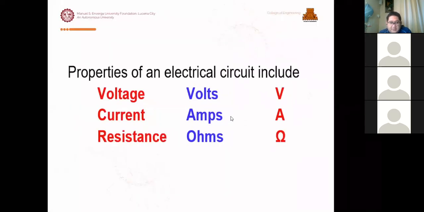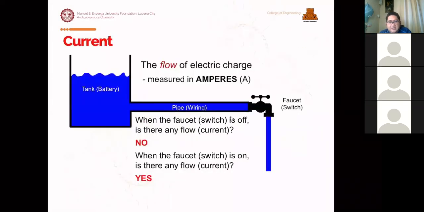Then we have the properties of this electrical circuit, the three main properties that are important: voltage, current, and resistance. Their units are called volts, amps, and ohms. In symbols, the units are V for volts, A for amperes, or amps, and omega for ohms. We will discuss each of these properties one by one. Let us first go to current.